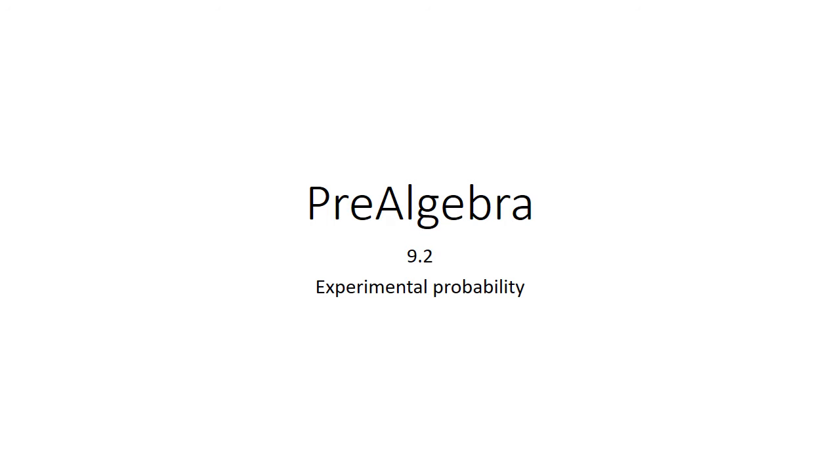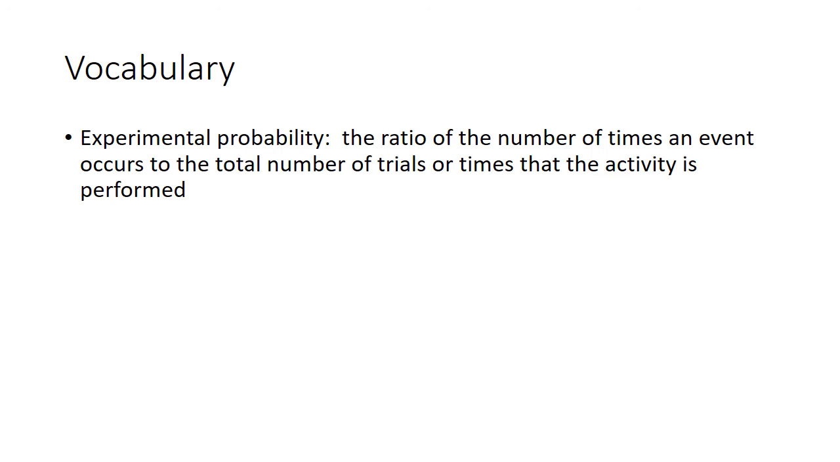We're doing experimental probability today. So you need to know the definition, what an experimental probability is. And really all it is, it's a ratio that compares the number of times an event occurs to the number of times the activity is performed.